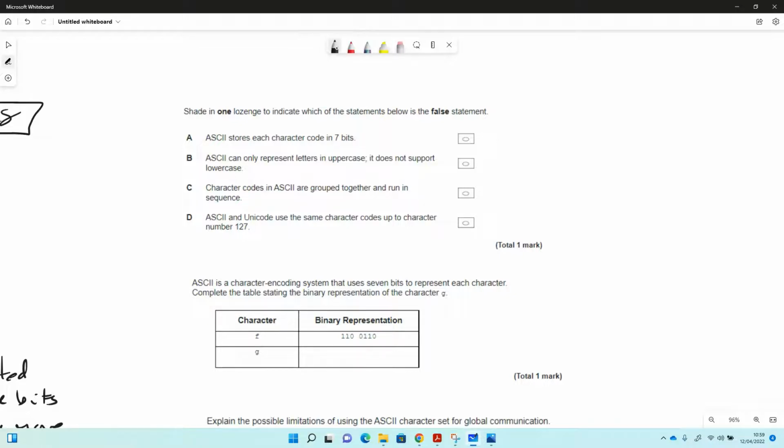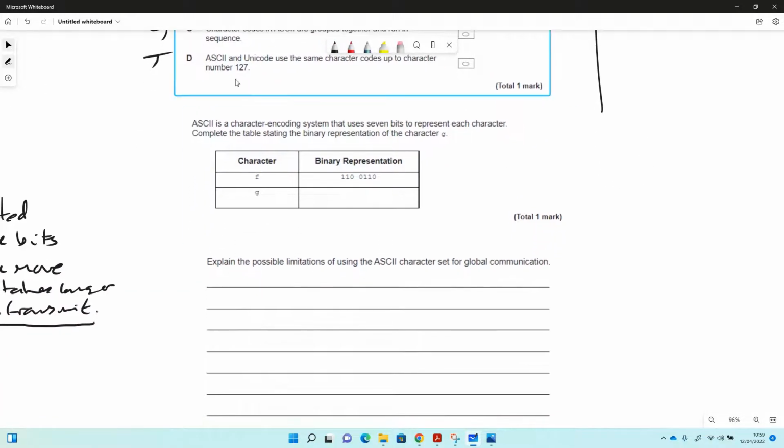So this question is about true and false. Which is a false statement? ASCII stores each character code in 7 bits. Well, that's true. We know that. It's a 7-bit code. ASCII can only represent letters in uppercase. That's false because we know it can do upper and lowercase. Character codes in ASCII are grouped together and run in sequence. They do, because we've looked at that in a previous question. ASCII and Unicode use the same character codes up to number 127. Well, that's true as well. So this is the false one. So we'll just shade that one in there. That's the false statement.